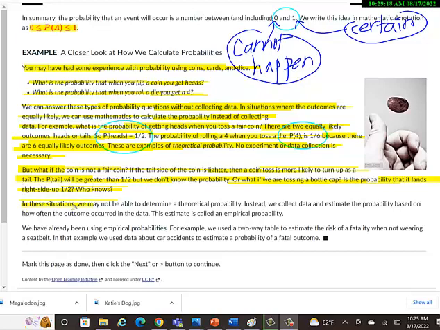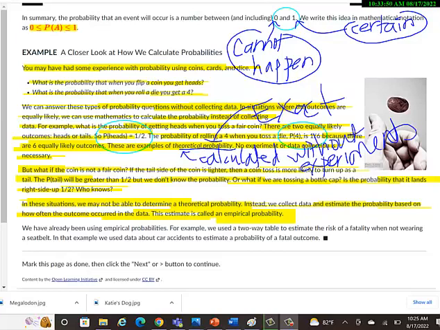We don't really know. In these situations, we may not be able to determine a theoretical probability, meaning I might have to actually keep tossing the weighted coin or the bottle cap over and over and over and get a good feel for what the probability is. Instead, we collect data and estimate the probability based on how often the outcomes occurred in the data. This estimate is called empirical probability.